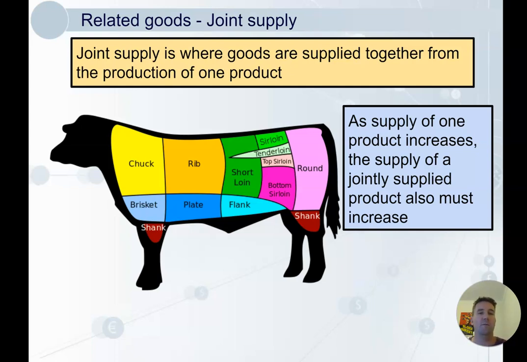So if chuck steak becomes really popular, farmers are incentivized to produce more chuck steak because they get really good prices for their meat at market if they do that. That's great. But what that means is you're also going to increase the supply of all those other cuts, because you can't just grow chuck steak, you grow a whole cow, and therefore you get all the other cuts as well.